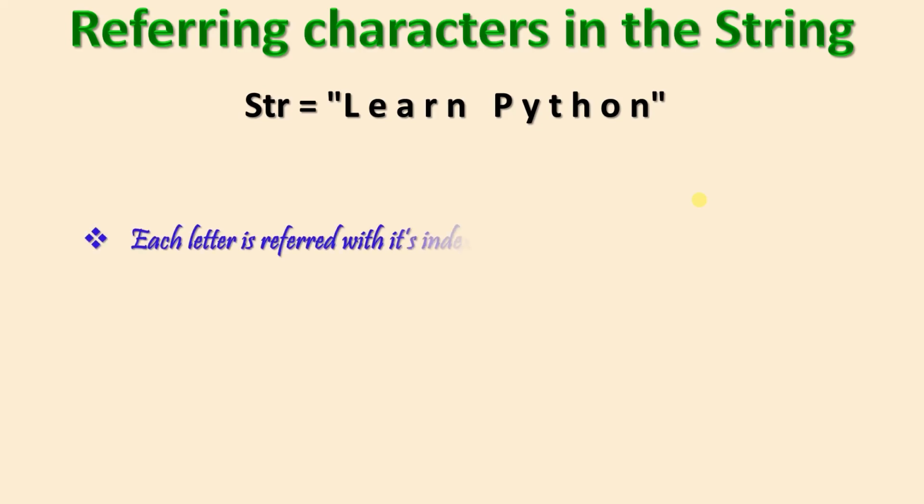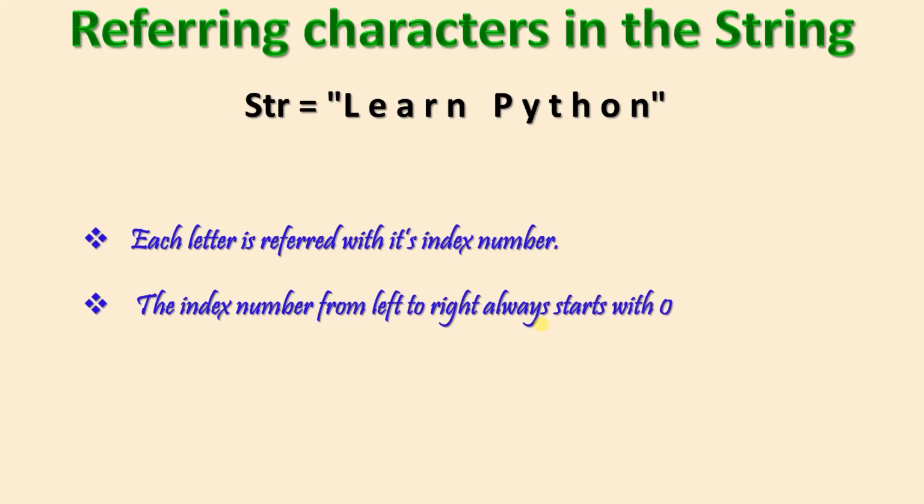Referring to characters in the string. For example, I have str is equal to 'learn Python'. Each letter is referred to with its index number. The index number from left to right always starts with 0. Here 'learn Python' is the example. L will have the index number 0, E is 1, and so on. A space is also considered one character, so it will be indicated as 5 here, and then P is 6, up to 11 here.